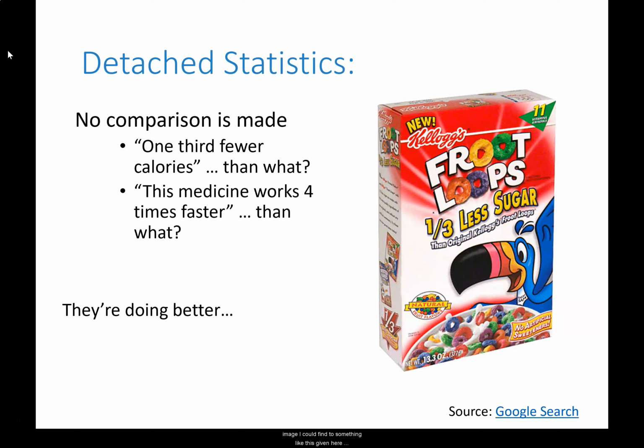The closest image I could find to something like this, given here on the right, the Fruit Loops box, you can see in giant yellow letters 1/3 less sugar, but at least they're doing a little better on print material. They have the comparison in smaller letters underneath. But still, be very wary of comparisons made when they don't tell you what they're comparing it to.